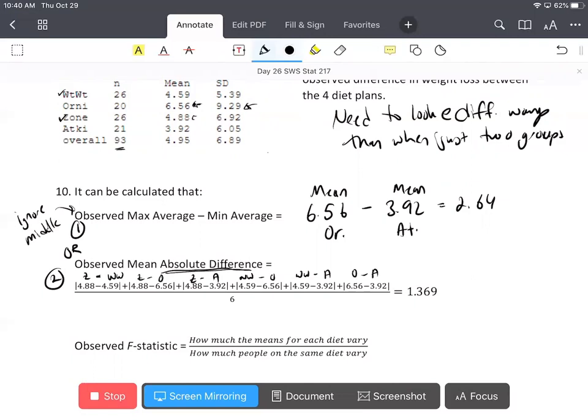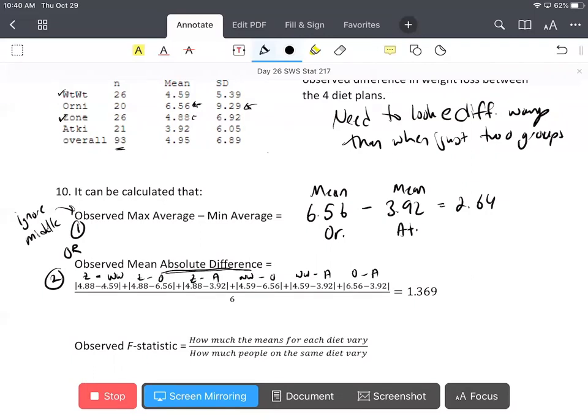Why are we looking at the absolute values? Well, if we just added these up, and let's say the first one was -1 and the second one was +1, you add those 2 together and it looks like you've got no difference, 0. But in reality, there is a difference between the 2. That's why we want to take the absolute value.